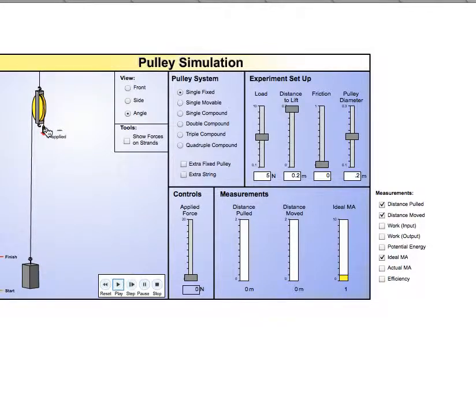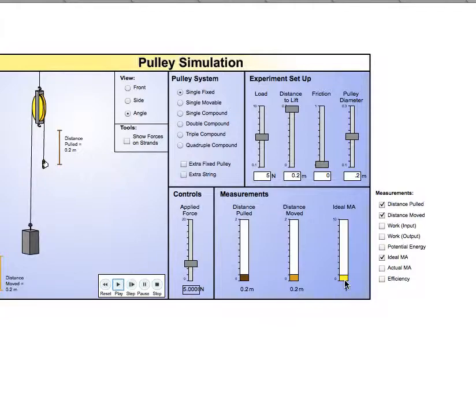So I'm ready. I'm going to come up here and grab the string and pull down. It shows me where the force is applied. We see the item moving, and we notice that the applied force, my input force, is 5, and my output force, the load, was 5. So 5 divided by 5 is 1. Ideal mechanical advantage of 1.